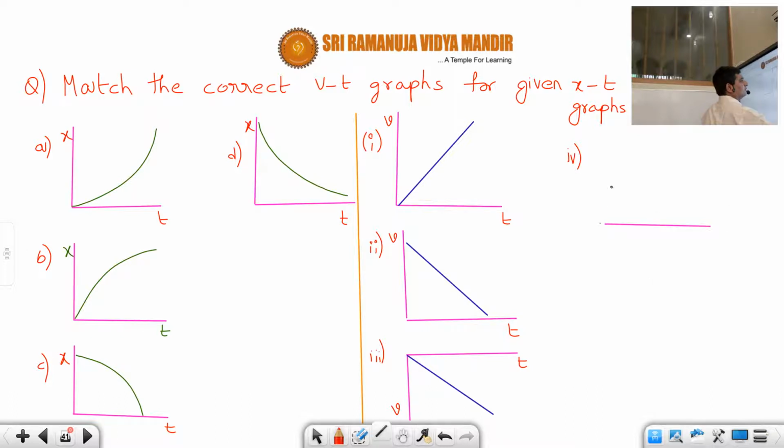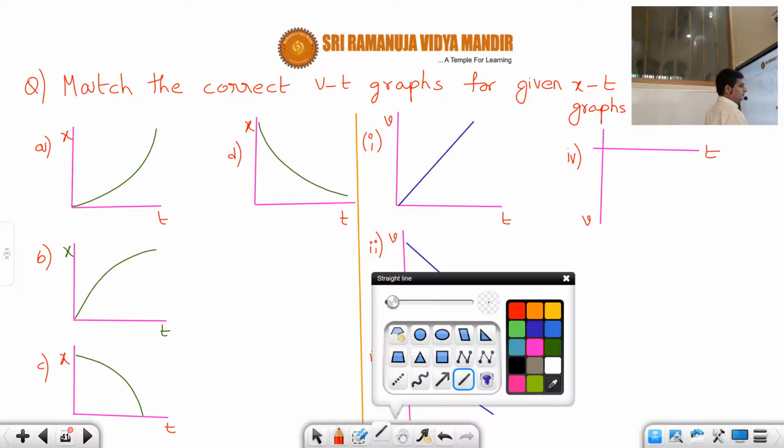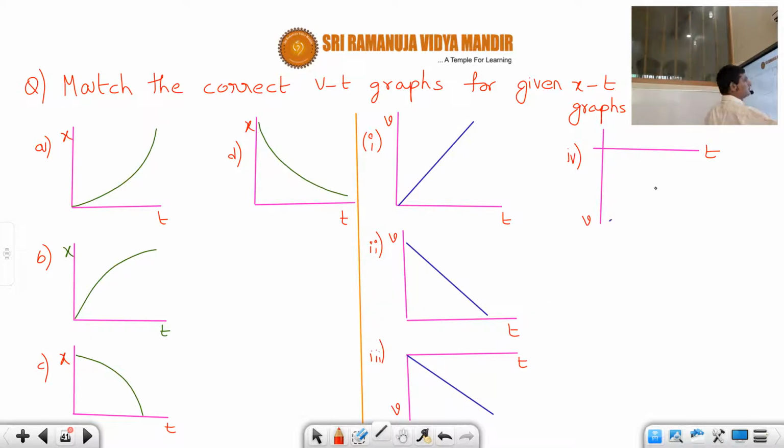another VT graph is given like this, students. Another VT graph is given, this is V, this is T. Okay, another VT graph. Let us say this is T and this is V. Okay, and the graph given for this is like this. Okay, so the fourth one is over.